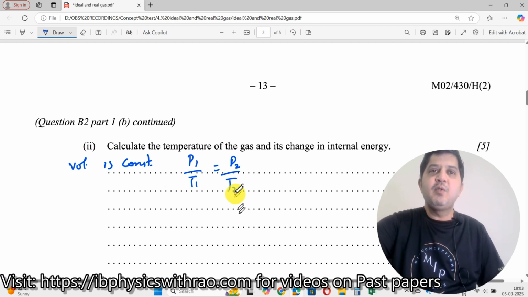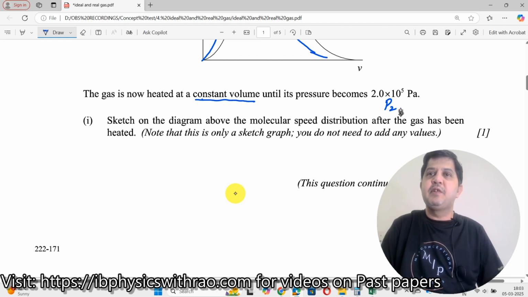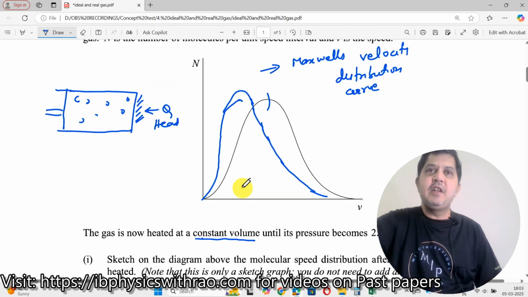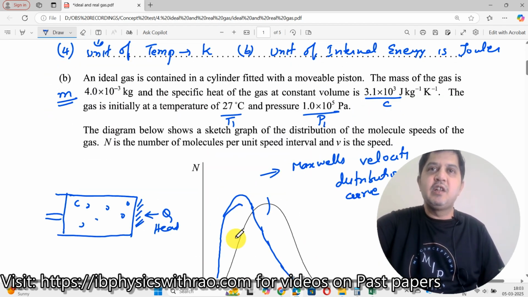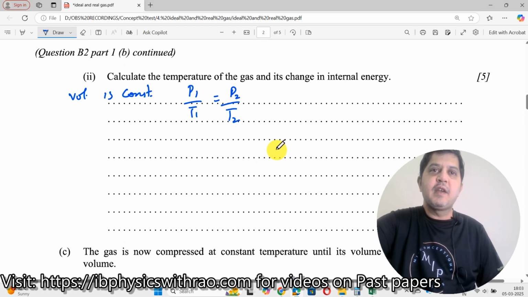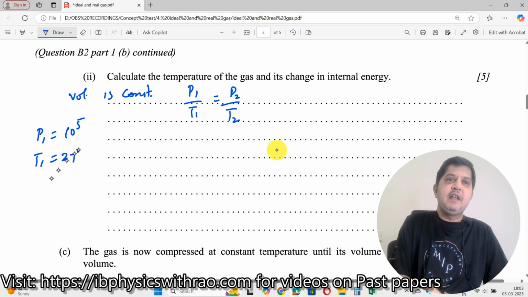Okay. So now let us find out, is P1 known to me? P2 is known, T2 is unknown. If I know P1 and T1, is P1 and T1 known? P1 is known, T1 is known. Let us write down all those values. P1 is 10 power 5, T1 is 27. Okay. So I will write P1 is equal to 10 power 5, T1 is equal to 27 degrees Celsius, P2 is equal to 2 into 10 power 5, and T2 we do not know.